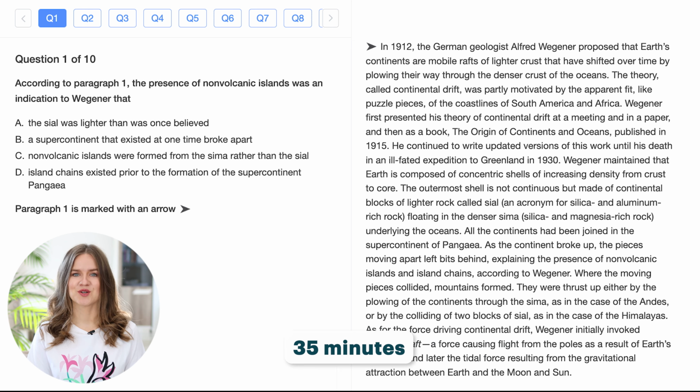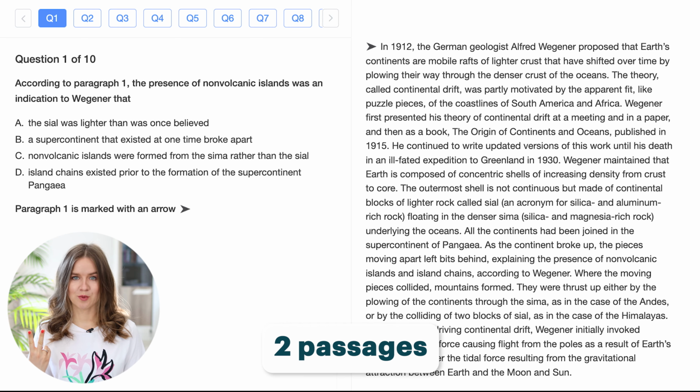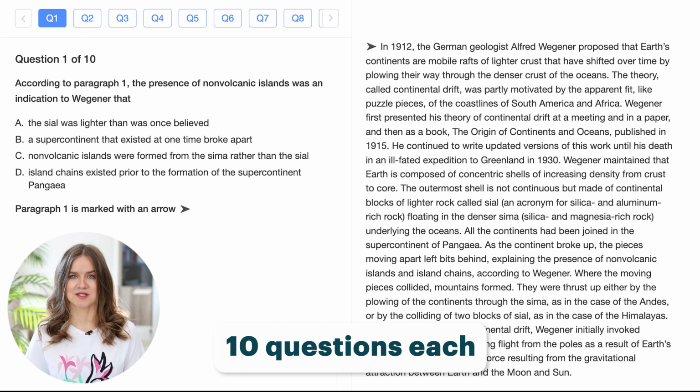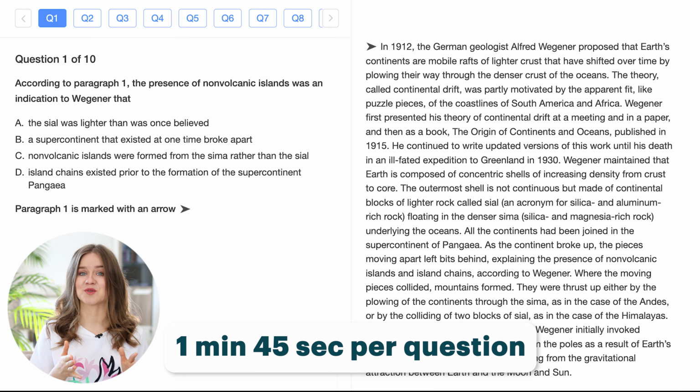You usually have 35 minutes to complete the reading section, which includes 2 passages with 10 questions each. So about 1 minute and 45 seconds per question. Naturally, some questions are easier, while others are more challenging. Some will take more time, some less.